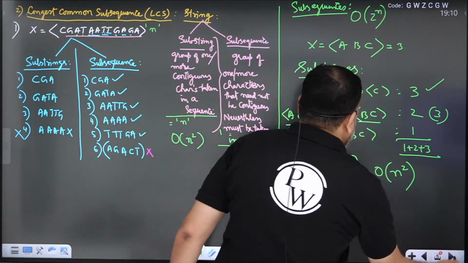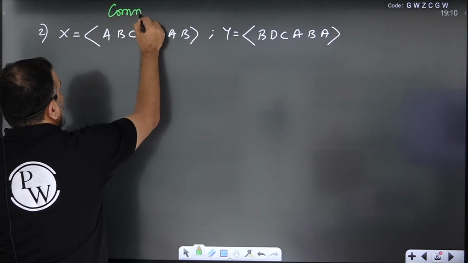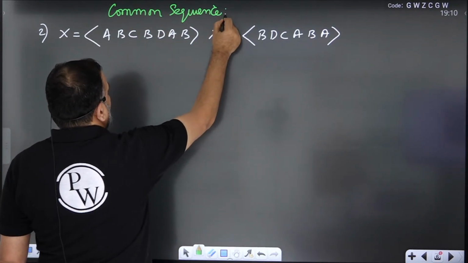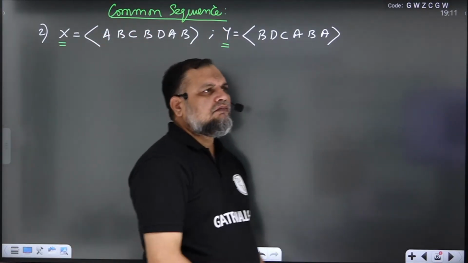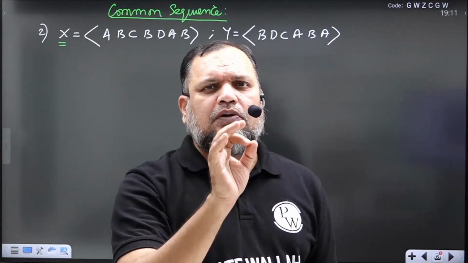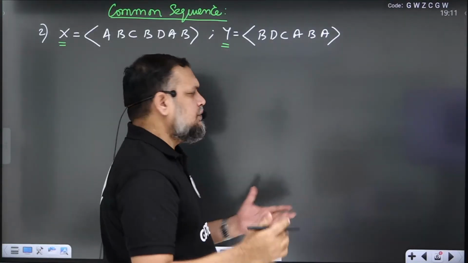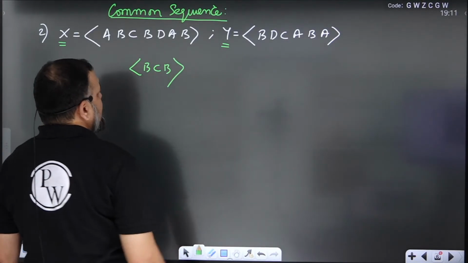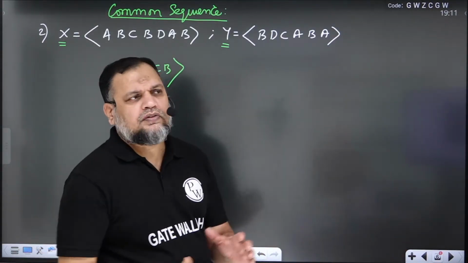चलिए आगे बढ़ेंगे और देखेंगे कि what is the concept of common subsequence. Very simple. जब बात होगी common subsequence की तो we should be given 2 or more strings. So given 2 strings x and y, a subsequence that is common to both x and y is called a common subsequence. For example, BCB. Is it a valid subsequence of both x and y? Yes, it is common.